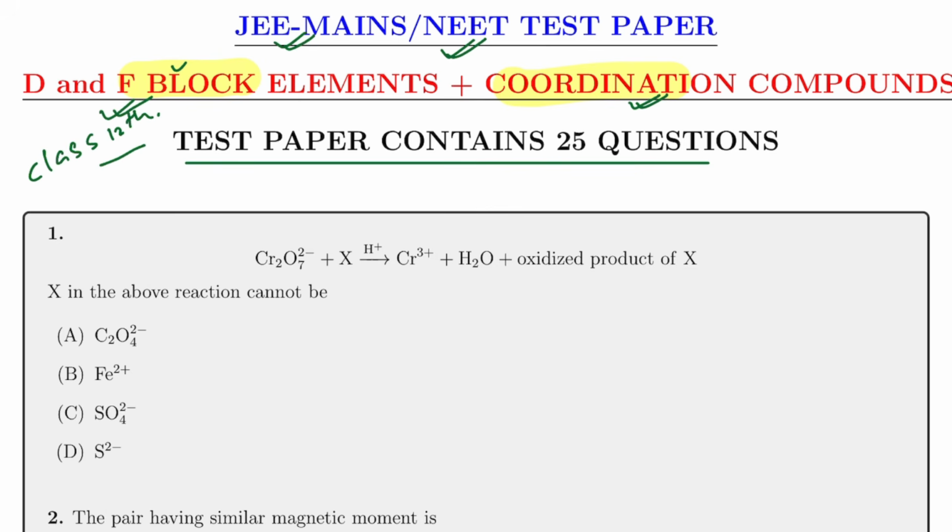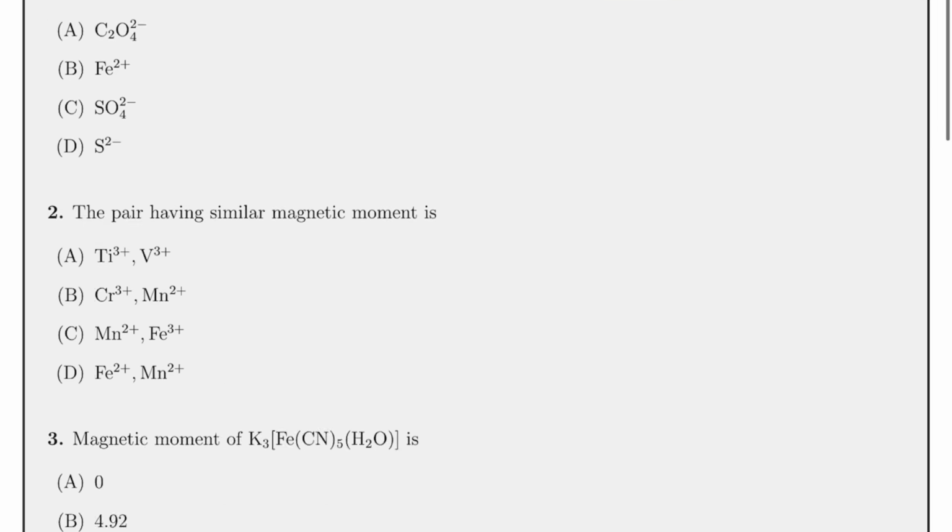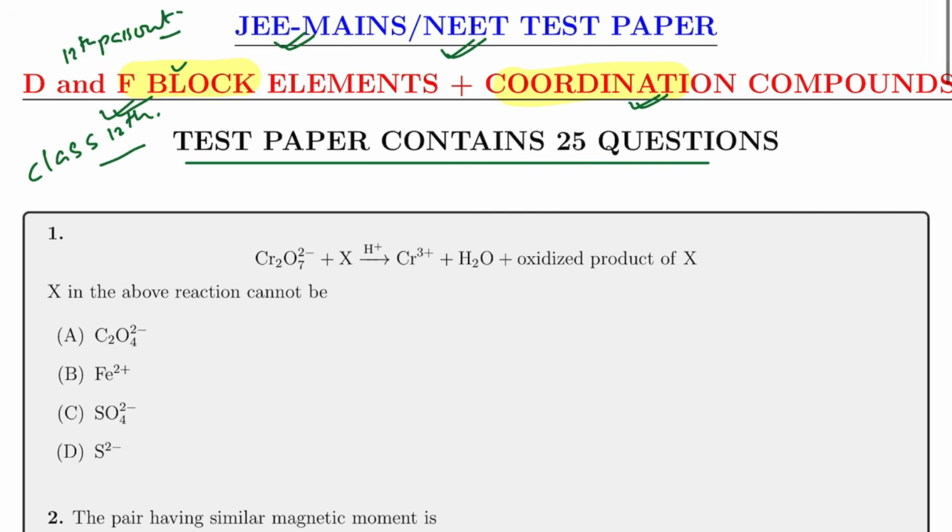And if you haven't written my test paper, then of course you are missing a lot of important stuff in those chapters. For those who have currently passed out of 12th, I know their Advanced exam will be in the month of May, next month only. So for them it will not be that useful, but for those who have to write their NEET exam, you can revise both the chapters, D and F block elements and coordination compounds, from here.